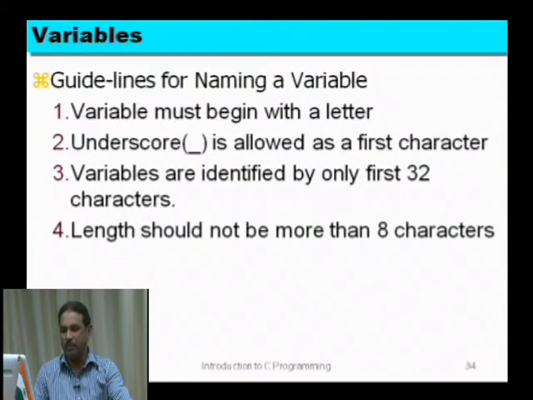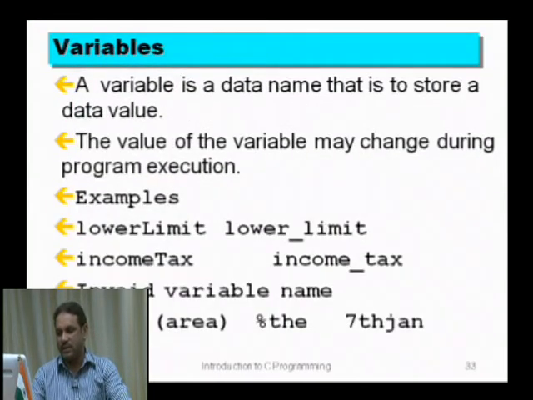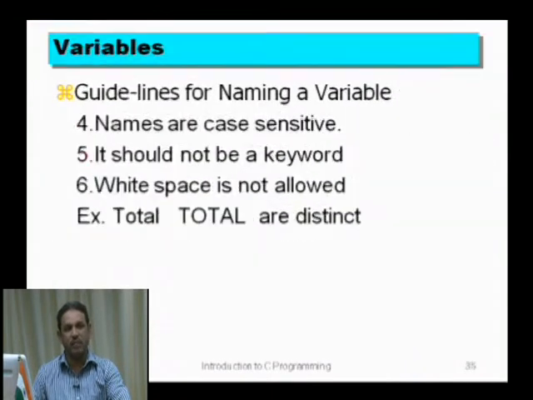As we have seen in the example, in income_tax an underscore is allowed, whereas we cannot have a space, like income tax or average marks. We cannot have a space between average and marks. So, these are the guidelines for naming the variables.